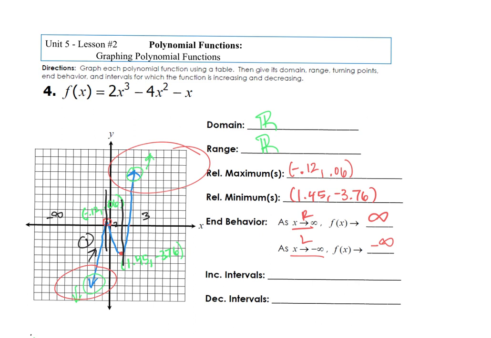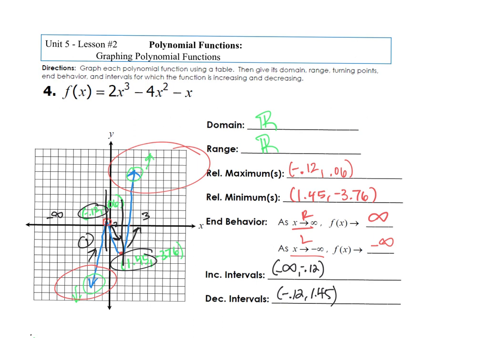We say the leftmost is negative infinity to the x value of this turning point, which is the first value of that coordinate, which is negative 0.12. So we're going to say we are increasing from negative infinity, comma, negative 0.12. And then we change and we start going down. So we are decreasing, but we're decreasing between the x values of negative 0.12 to 1.45 for x.